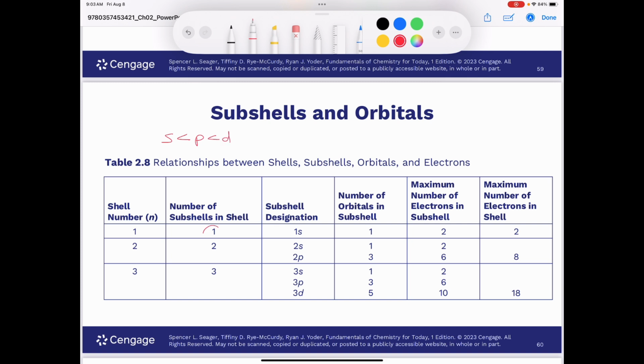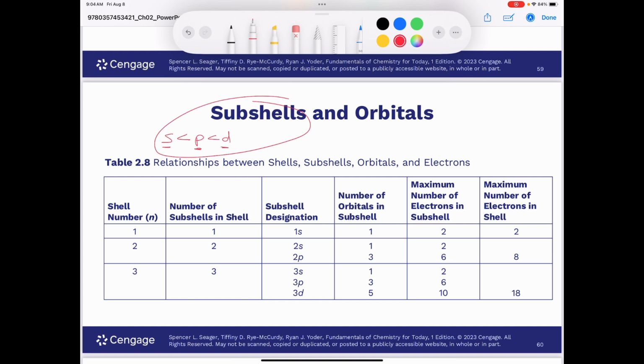So if we only have one type of subshell, and these are subshells, SPD, and of course there's an F that we don't discuss in this class, that means that the only subshell that we could have would have to be a 1s, right? Because first we put the shell number and then we put the subshell after. But once you get to 2, since there's 2 subshells, first you're going to pick the lowest energy one, and then you're going to pick the next highest in energy. So you have a 2s and a 2p. Then when you get to 3, you're going to have a 3s, a 3p, and a 3d.